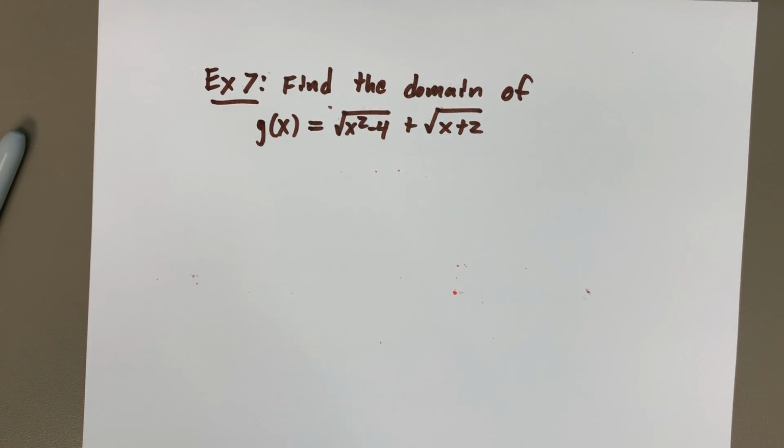Now in example 7, we're trying to find the domain of g of x, where g of x is equal to the square root of x squared minus 4 plus the square root of x plus 2. So this is going to be a more complicated example of what we did in the last video. So make sure you check that video out first before we proceed to this one, because this is going to probably blow your mind. And I hope I can explain it properly in a way that you'll understand it. But the process is going to work exactly the same as the previous example.